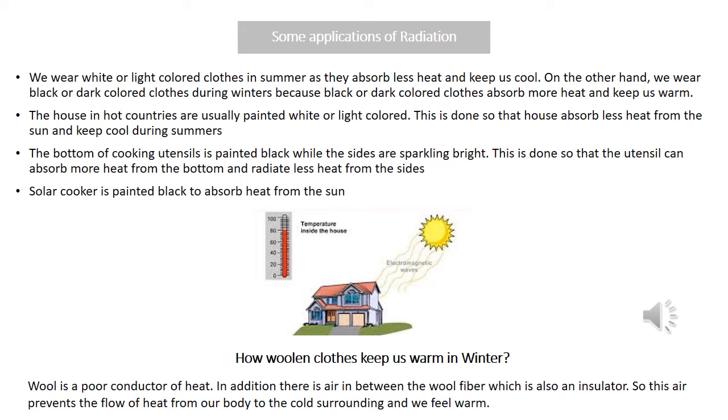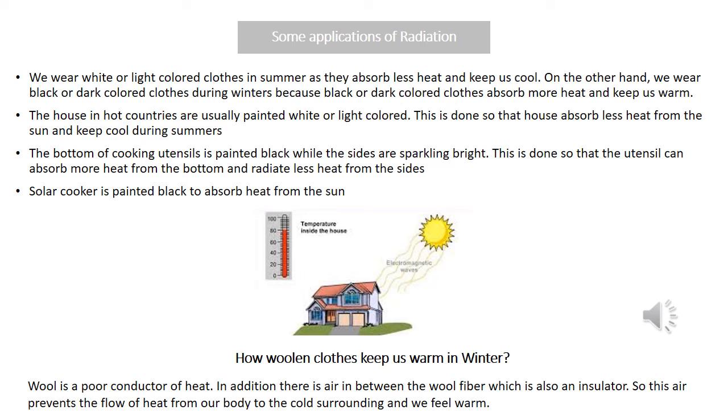Now children, there are some more applications of radiation. First I have told that we should wear light colored or white clothes in summer because they are good reflectors. They absorb less heat and keep us cool. On the other hand, we should wear black or dark color clothes during winters because they are good absorbers of heat and keep us warm.